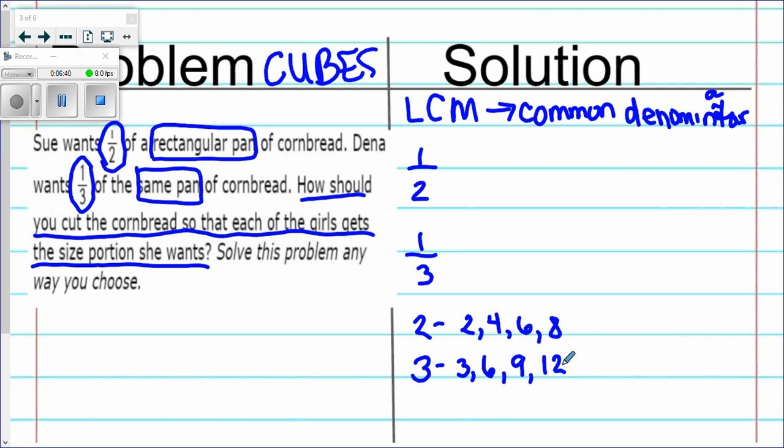Sometimes when you're listing out multiples, you'll have more than one common multiple, but we always want to choose the smallest or the least common multiple. So in this case, the least common multiple is 6. So if I'm going to find the common denominator for both 1/2 and 1/3, I want that common denominator to be 6.